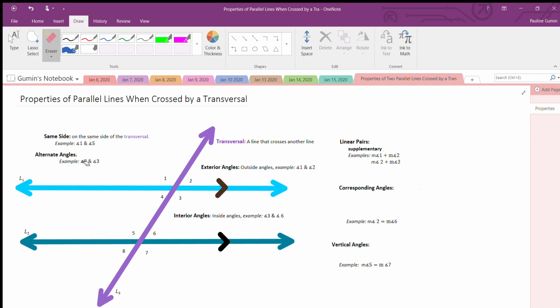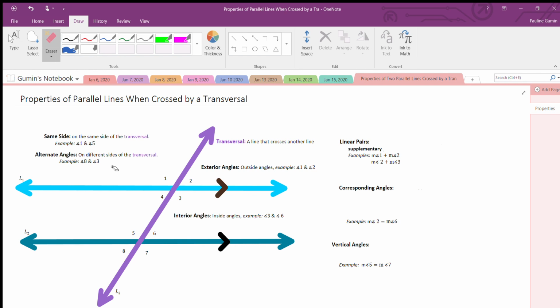Alternate angles, example angle 8 and angle 3. They are on different sides of this transversal. The way I like to remember it, and I don't know if this is helpful for you, maybe it is, is that the word alternate makes me think about alternate endings for movies, and that means a different ending, so different sides. Hopefully that helps. So that's some terminology.